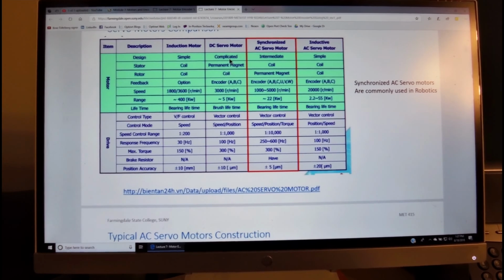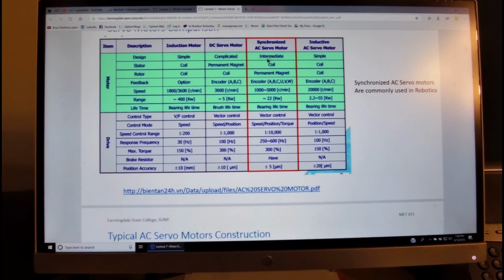The DC servo is complicated. It has permanent magnets on the stator. It has a coil on the rotor, as we saw. It has an encoder with 3,000 RPM. It has a range up to 3 kilowatts. And the brush life is the limiting factor of the motor life. It has a ratio of 1:1000 of the speed control. Frequency is 100 hertz. Maximum torque is 300%, and the accuracy is about plus or minus 10 microns.